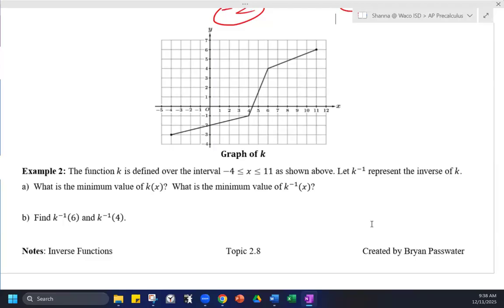And k inverse represents the inverse of k. What is the minimum value of k of x equals negative 3? Wait, where's that? I didn't write that. Never mind, that's the old ones. So what is the minimum value of k of x? What is the minimum value of the inverse? So what is the minimum value of our k of x?